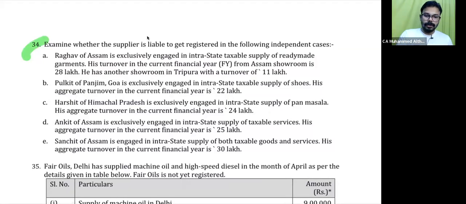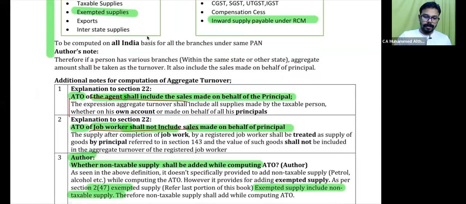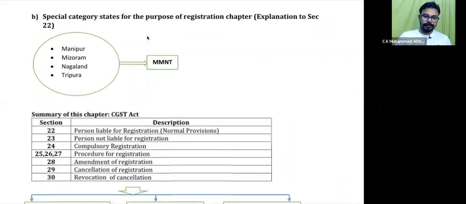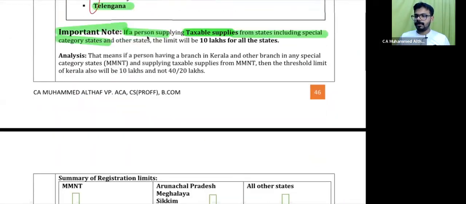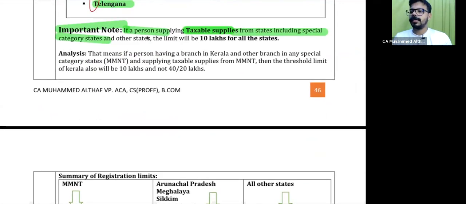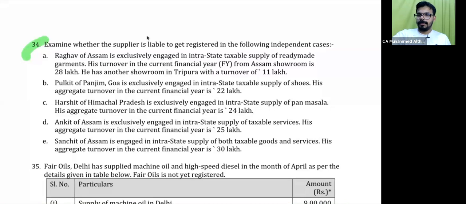That is an important note. I showed you this. What is the important note? If a person is supplying taxable supplies from a state, including special category states and other states, the limit will be 10 lakh for all the states. Special category state means the northeastern states. So that is the adjustment you have to keep in mind.